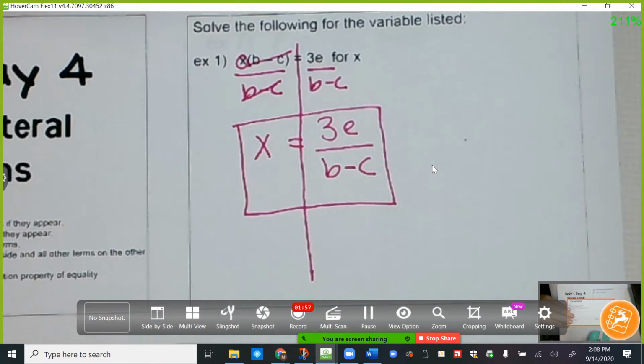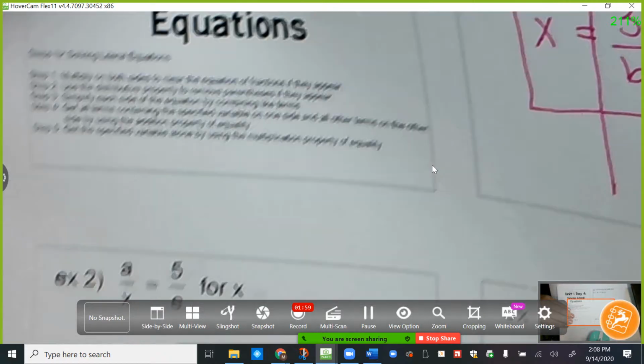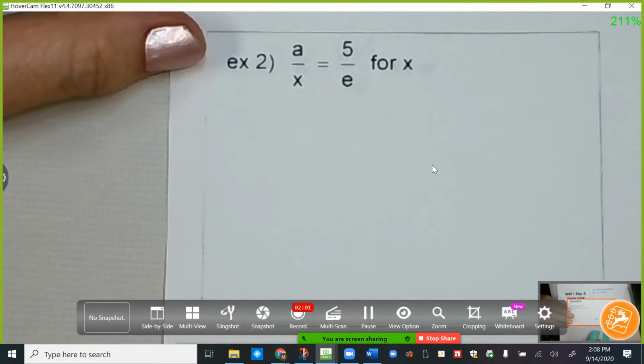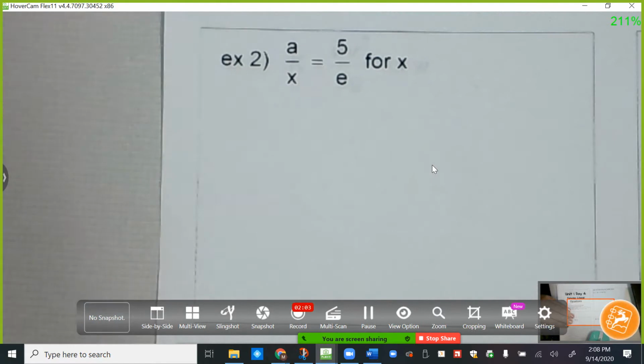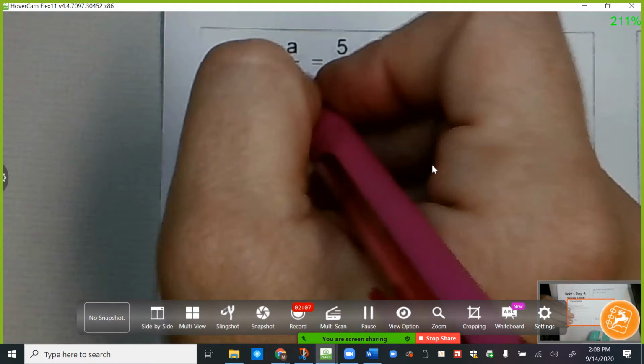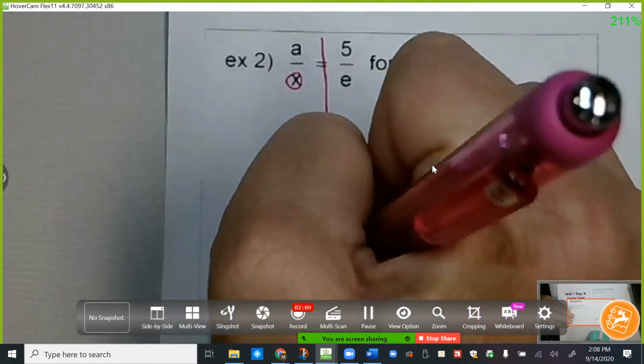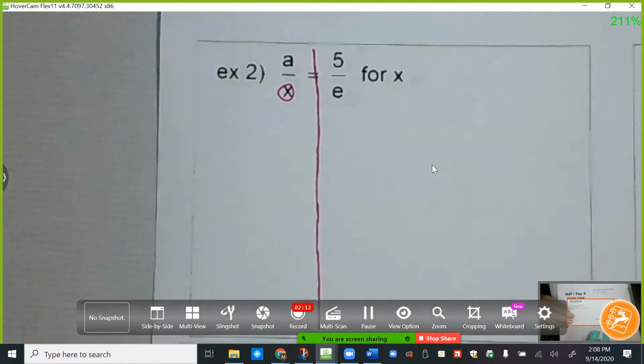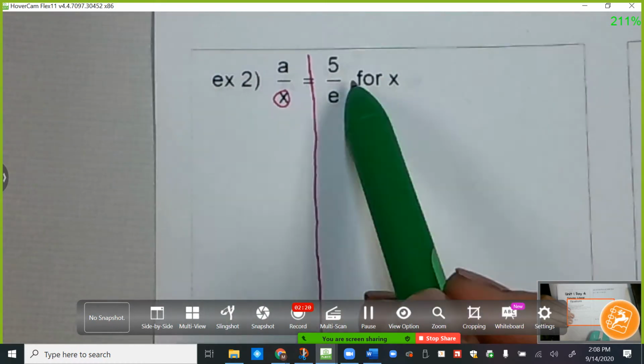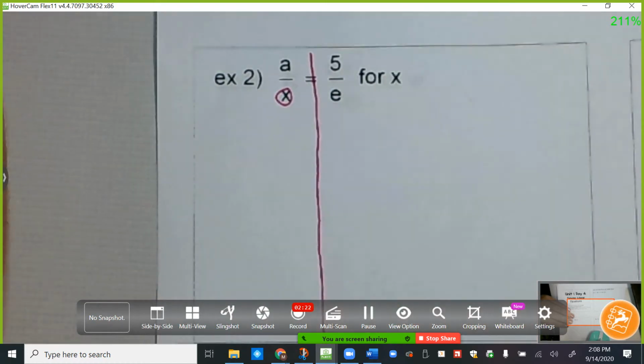So let's look at another one. Okay. Now, on this one, we're solving for x. I want you to realize that, how do we get rid of division? Multiply. But if we multiply, we're going to have to multiply both sides by x, and then again both sides by e, and it becomes a lot of multiplication.